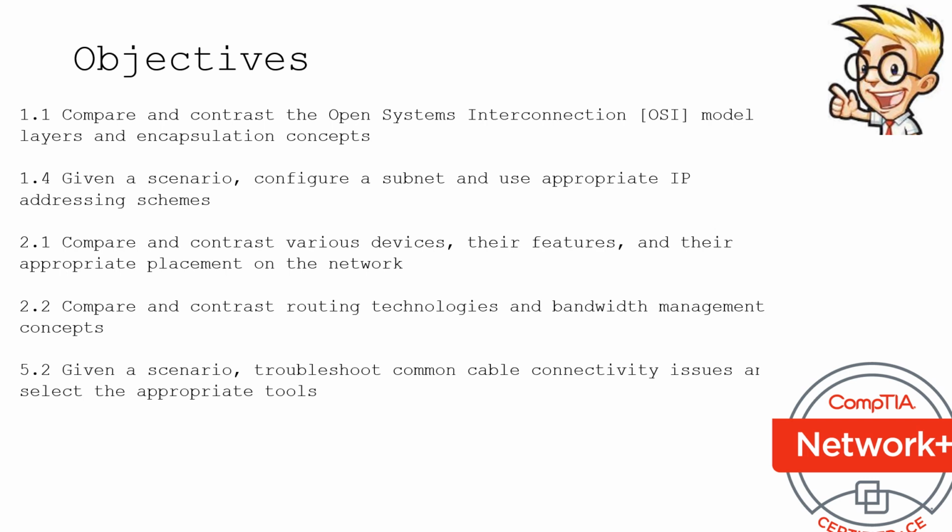1.4, given a scenario, configure a subnet and use appropriate IP addressing schemes. 2.1, compare and contrast various devices, their features, and their appropriate placement on the network. 2.2, compare and contrast routing technologies and bandwidth management concepts. 5.2, given a scenario, troubleshoot common cable connectivity issues and select appropriate tools. That's supposed to be "and", oops.